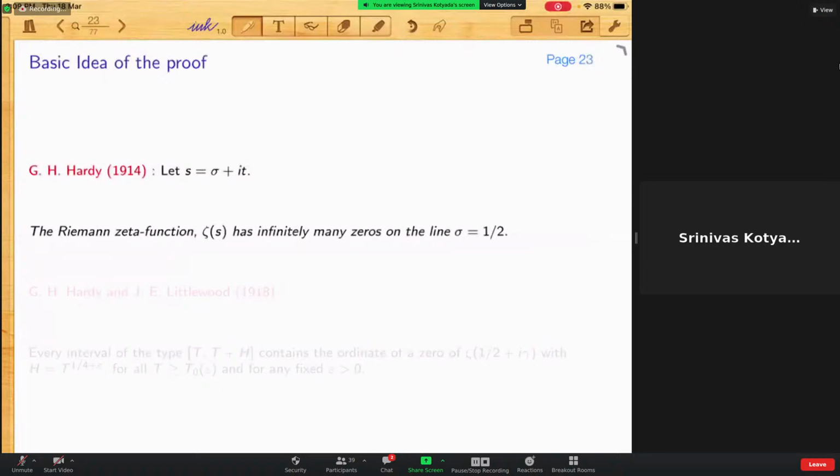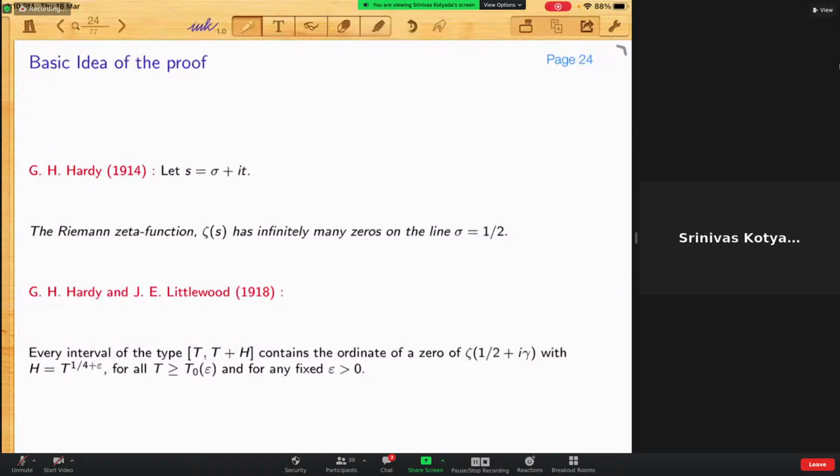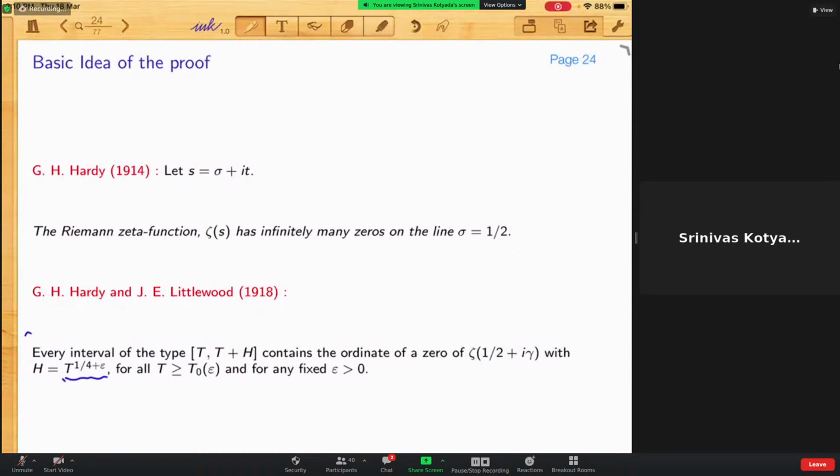The basic idea of the proof goes back to Hardy. In fact, for showing infinitely many zeros for any well-behaving L function or zeta function, most of the proofs depend on the approach by Hardy, which was simplified by Hardy and Littlewood, who showed that every interval of the type T to T plus H contains the ordinate of a zero of zeta, half plus i gamma, with H equal to T to the power 1/4. This is a very elegant proof by Hardy and Littlewood. All the proofs that I know of theorems on gaps, or analogs of Hardy's theorem for other L functions, somehow imbibe this. The basic approach is this one, and it is amenable to generalization.